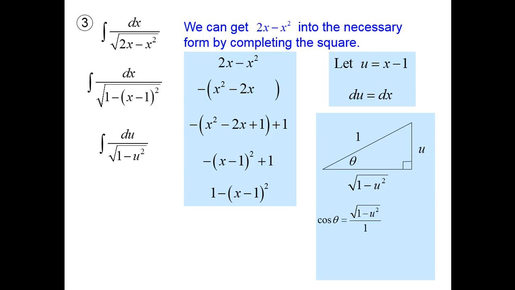So this time I've used cosine theta as the expression for the radical, so that's just the radical over 1. And then we need an expression for u. So think about what trig function would work best in this situation. Sine of theta is equal to u over 1. And then we need an expression for du. So just like yesterday, we're going to take the derivative of this expression, and du turns into cosine theta d theta.